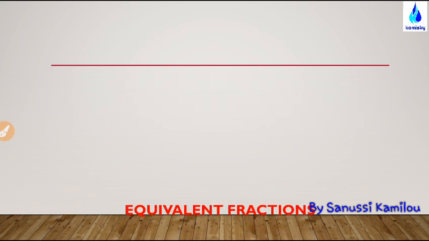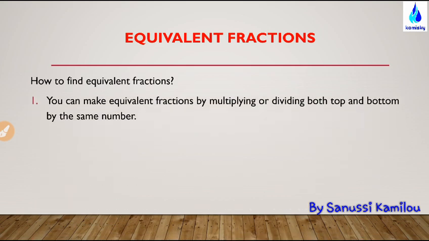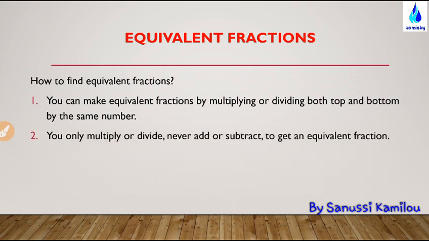Quickly, let's look at how we can find equivalent fractions. How to find equivalent fractions. 1. You can make equivalent fractions by multiplying or dividing both top and bottom by the same number. Go through it again. A fact about equivalent fractions: you only multiply or divide, never add or subtract to get an equivalent fraction.